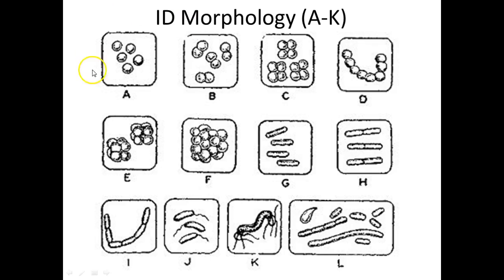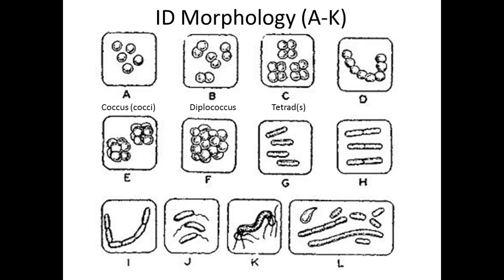So what do we see in this first picture? What's the term for this shape? Cocci, referring to all of them, just one? Coccus. What's the term for this shape and arrangement, where they're in pairs? Diplococcus, if you're talking about one pair. Diplococci, if you're talking about all the pairs, right? What's this arrangement that we see here? Tetrads.